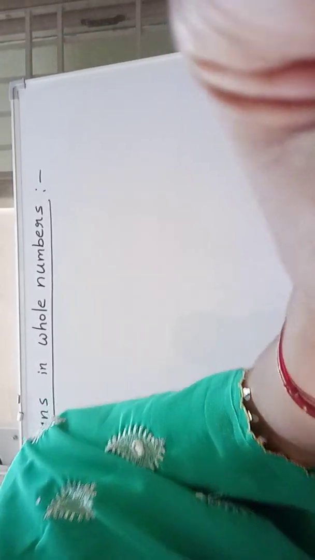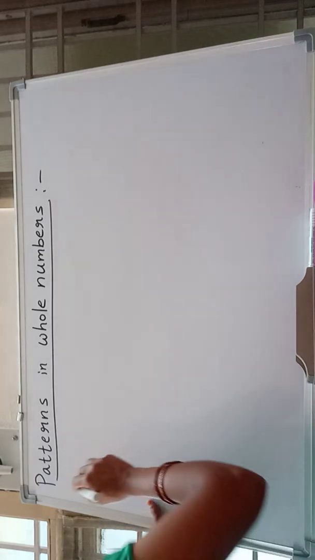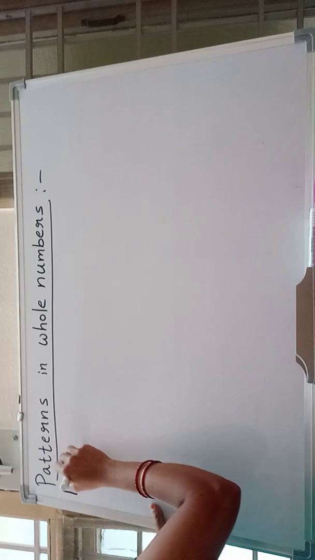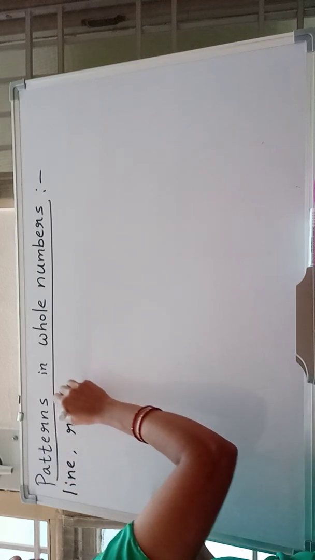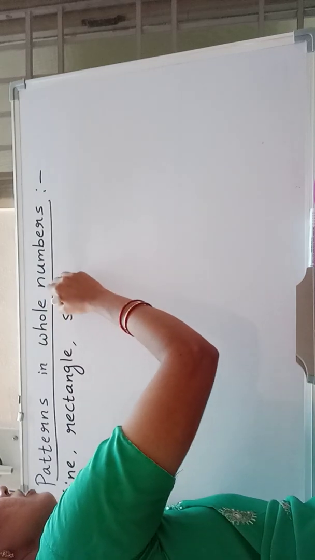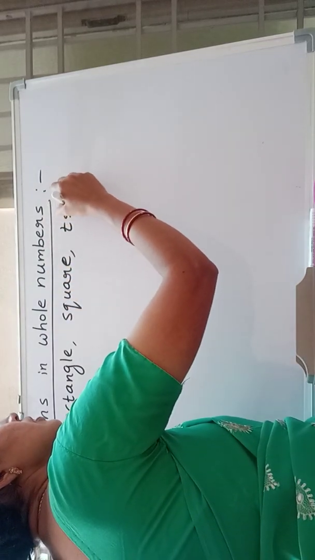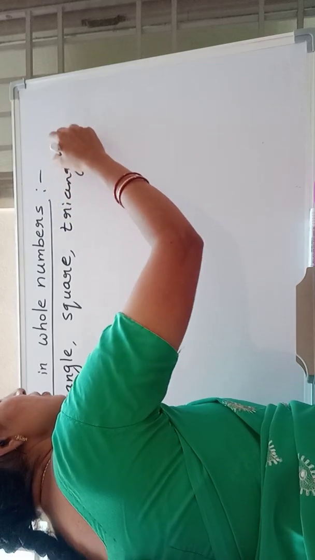Children, today we will see patterns in whole numbers. Whole numbers can be shown in elementary shapes made up of dots. Elementary shapes means first line, then rectangle, square, and triangle. These are the elementary shapes.